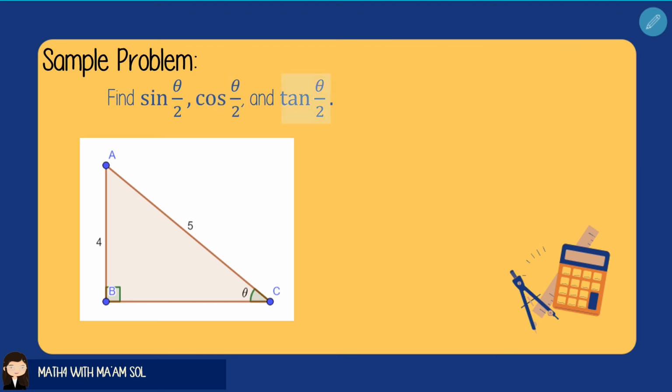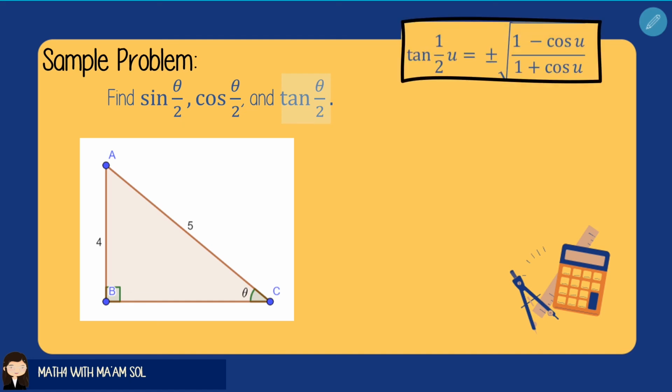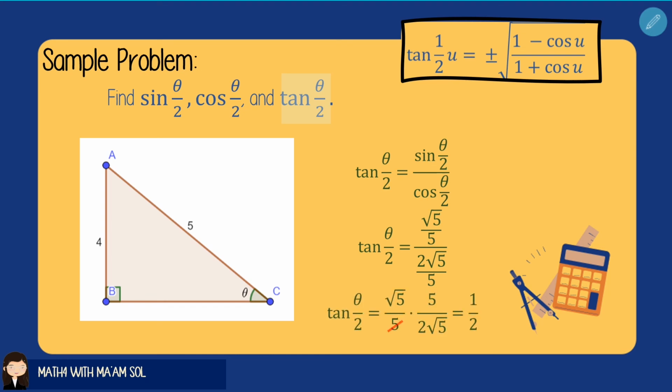Lastly, we will solve for tangent of theta over 2. We have this formula, or we can also just get the ratio of sine of theta over 2 to cosine of theta over 2, since we've previously obtained the values for these. So we have tangent of theta over 2 equals the square root of 5 over 5 all over 2 square root of 5 over 5. By canceling out some quantities, you will only be left with tangent of theta over 2, which is 1/2.